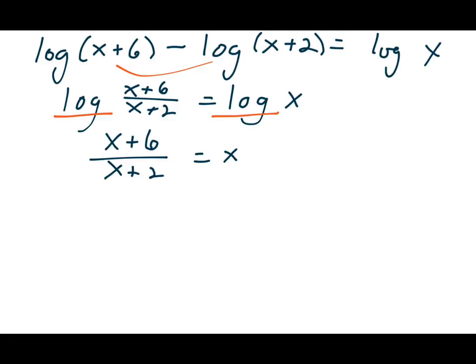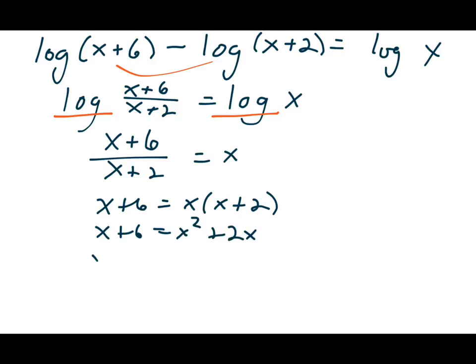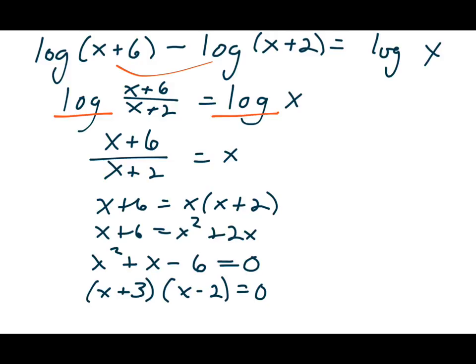And then from there it actually turns into a quadratic. We get x plus 6 equals x times x plus 2. X plus 6 equals x squared plus 2x, which gives me x squared plus x minus 6 equals 0. Factor it, x plus 3, x minus 2. So we get x equal to negative 3 and positive 2.